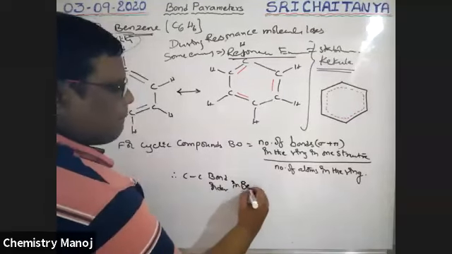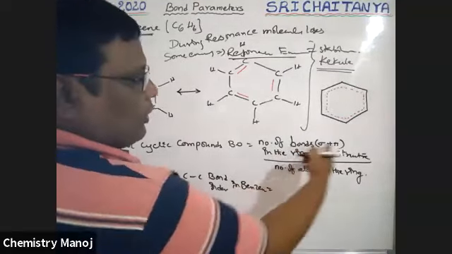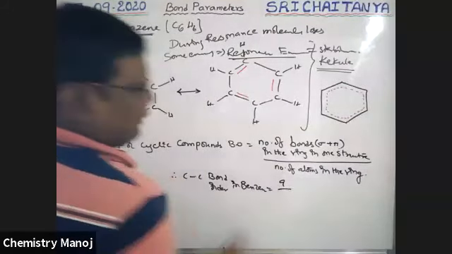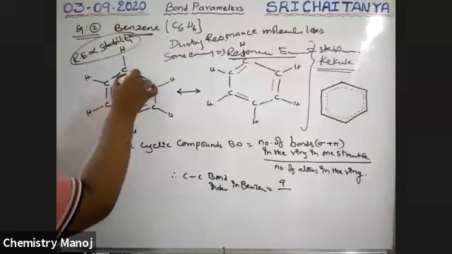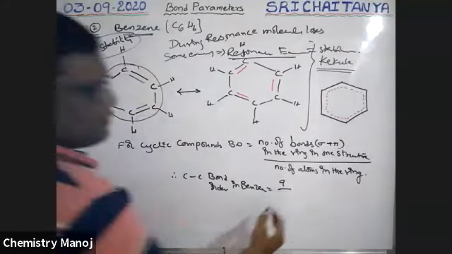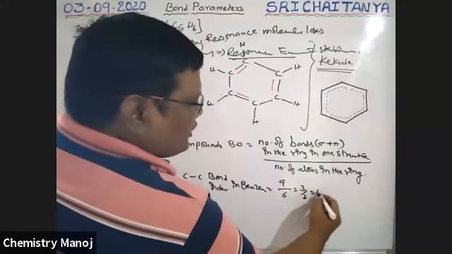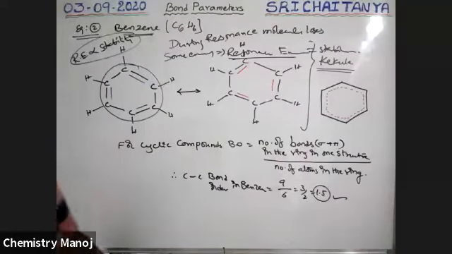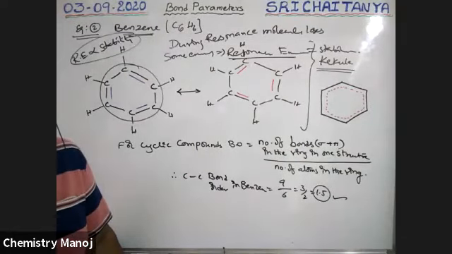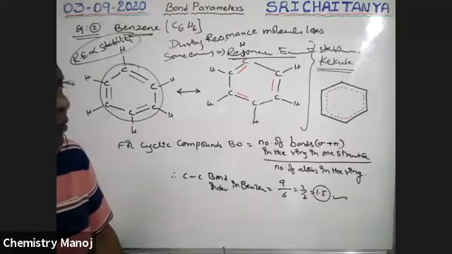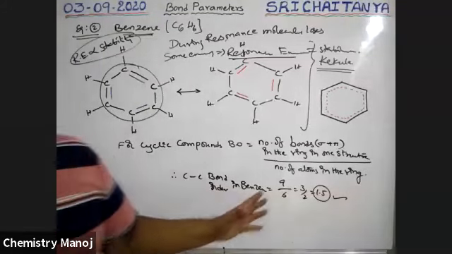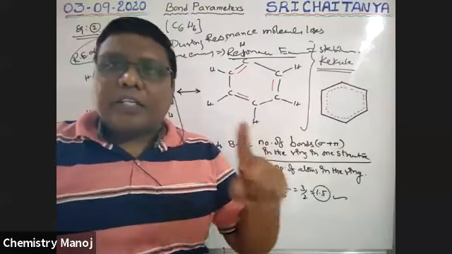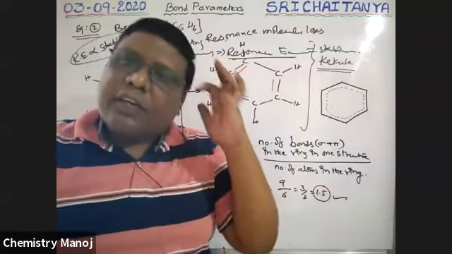the C-C bond order in benzene is equal to the number of bonds, that is 6 plus 3, total 9, divided by the number of atoms there. These are the only atoms in the ring, that is 6. So that is 9 by 6, which is 3 by 2, equal to 1.5. 1.5 is the bond order. That is the way to explain resonance in cyclic compounds, as opposed to non-cyclic compounds. Bond order is very, very important.